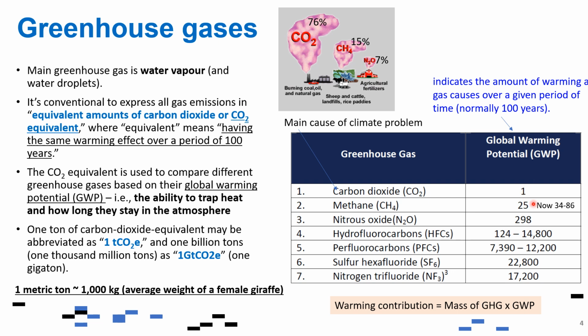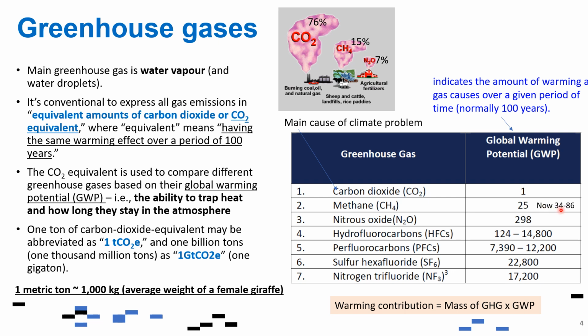The GWP, or global warming potential, of CO2 is 1 because it is the reference value, since most of our greenhouse gases are based on CO2. But methane has a global warming potential of around 25. Previously it was 25. Now the IPCC says it's around 34 to 86. So basically, let's say 34.